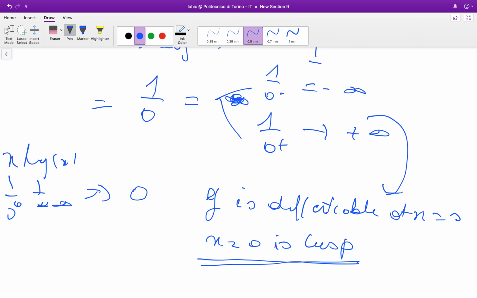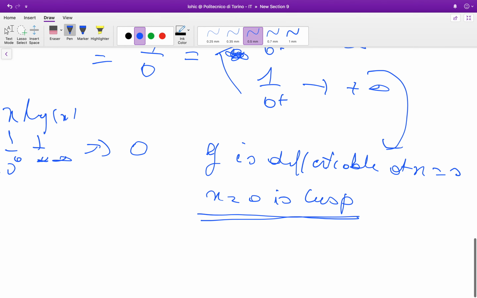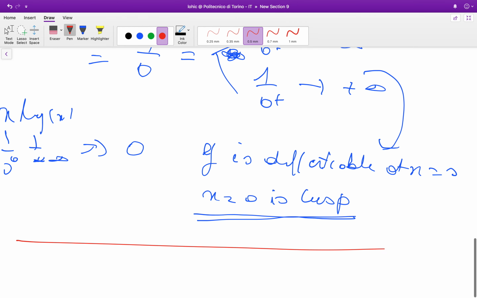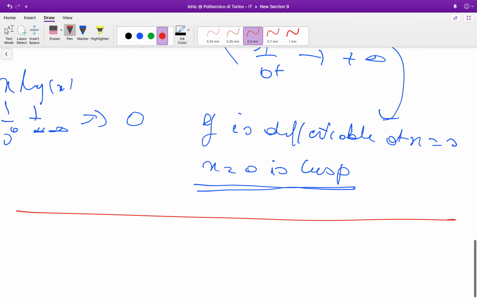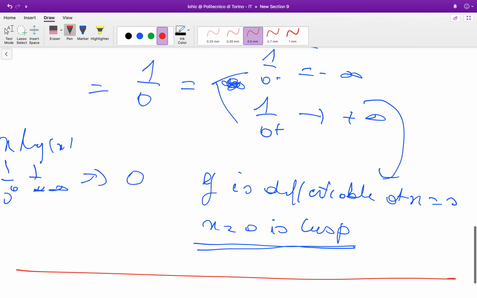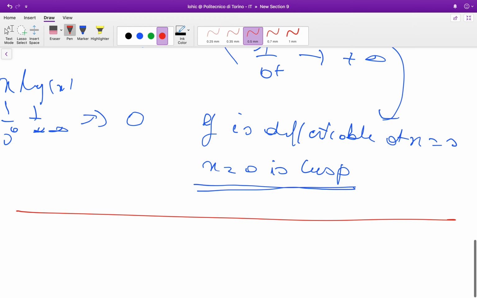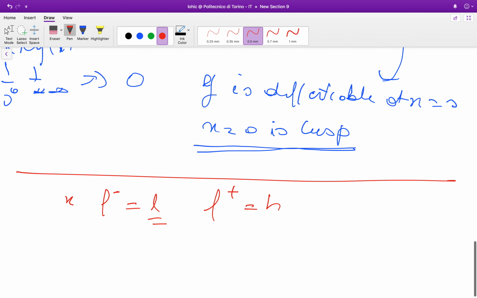Doubts? A short review of this can be the following. If the derivative from the left gives a number and the derivative from the right gives a different number, these are two numbers, and you say that you have a corner point, right?